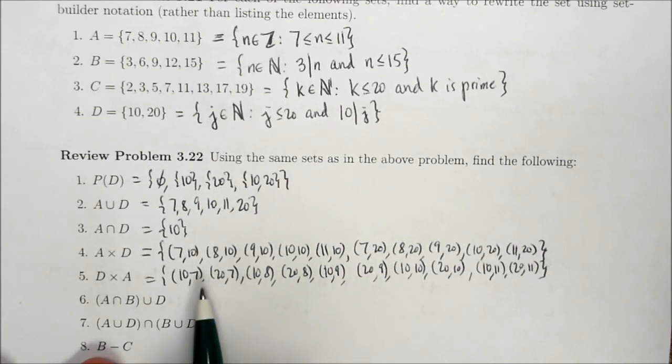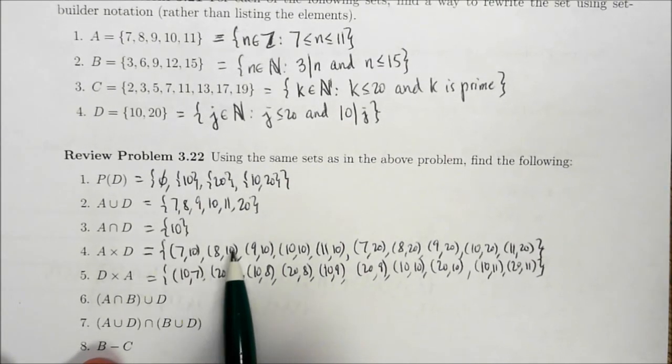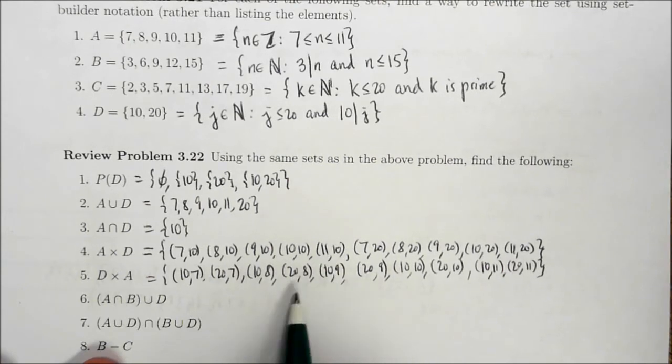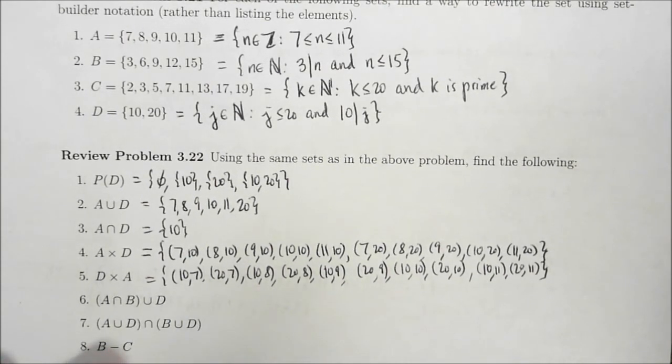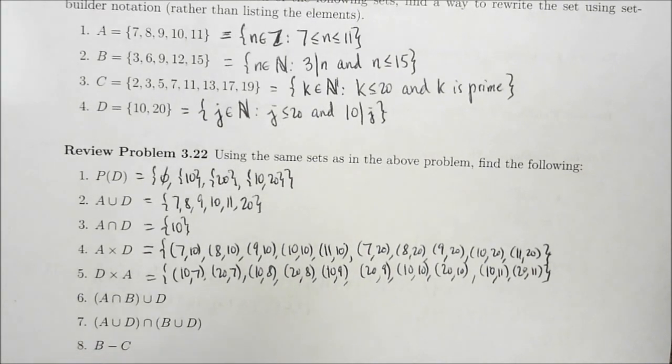It would have been perfectly acceptable just to flip these: (10, 7), (10, 8), (10, 9), (10, 10), (10, 11), and I would produce the exact same list that's written out here, just in a different order, and as we've already established, the order does not matter.